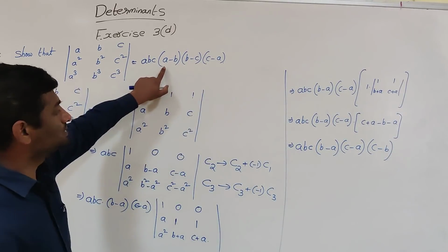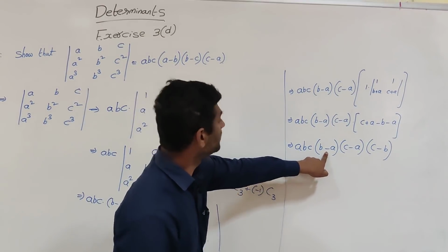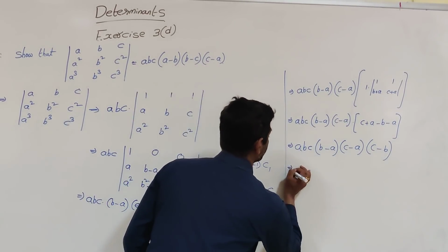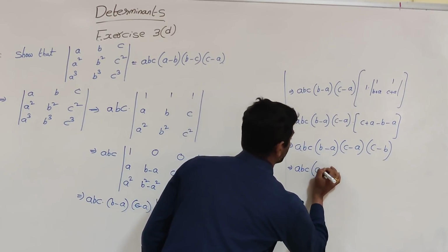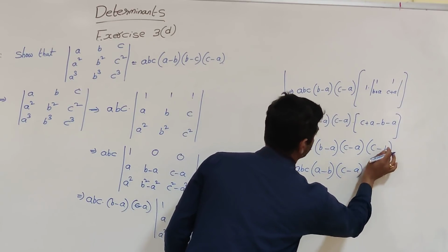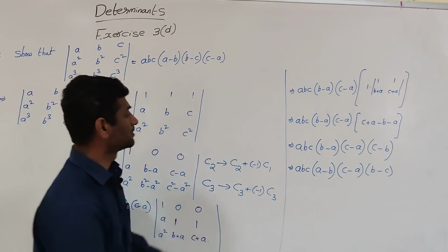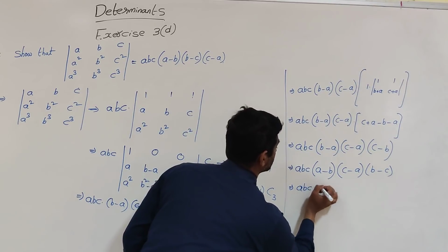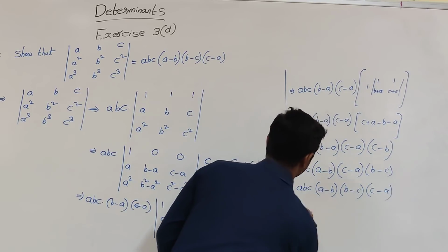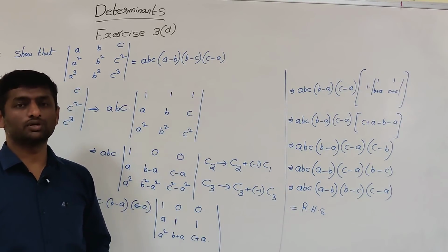So in order to get this term, take minus out from this, again from this also minus out. So minus into minus becomes plus. So it will be A, B, C times A minus B and C minus A into, from this also minus out, it will be B minus C. So this is the RHS, that is A, B, C into A minus B into B minus C into C minus A, which is the RHS. So that is the proof of the determinant. It is also a very, very important question. Next question.